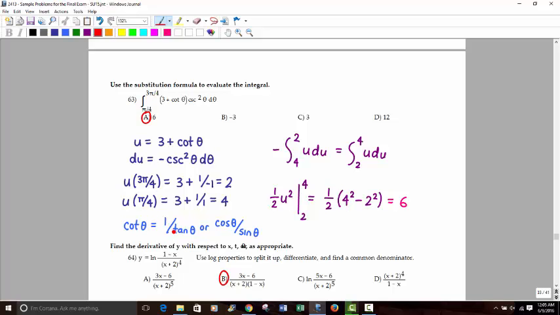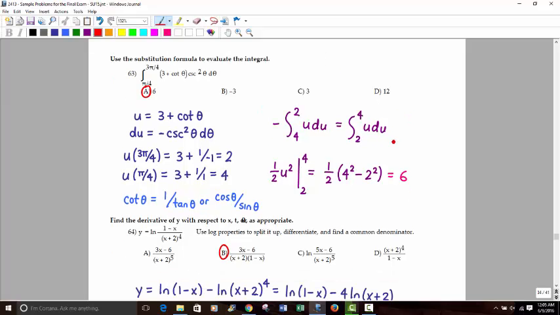And cotangent's 1 over tangent, so you end up with 3 plus 1 over negative 1, which is 2. 3 plus 1 over positive 1, which is 4. So your integral basically reduces to negative from 4 to 2 u du. I have to use that property again, flipped it around, 2 to 4. So the antiderivative of u will be 1/2 u squared. Plug in 2, plug in 4, subtract, and you'll end up with 1/2 of 12, which equals 6, which is answer A.